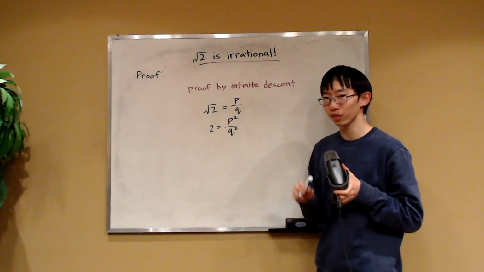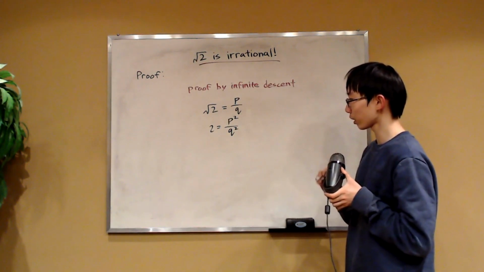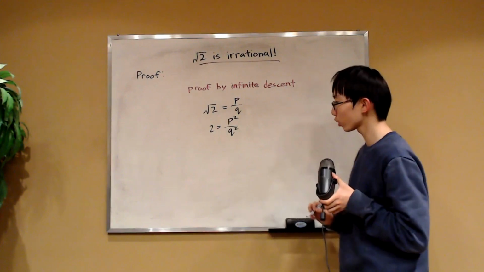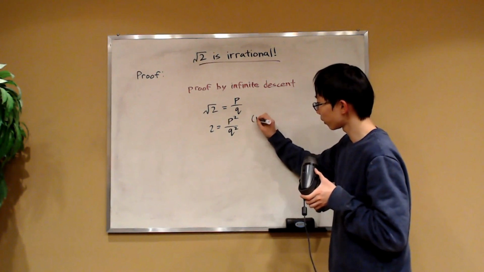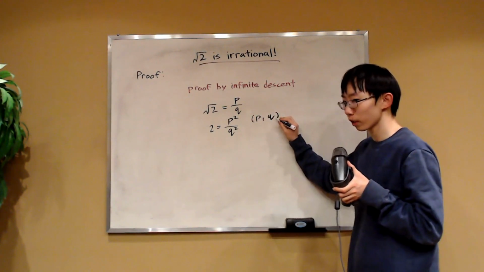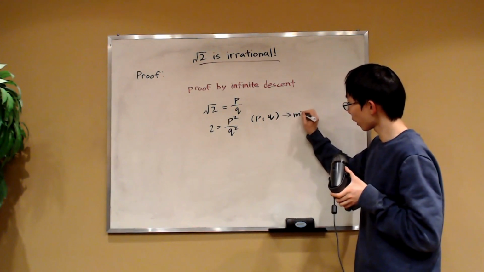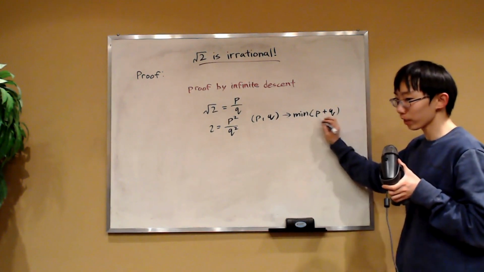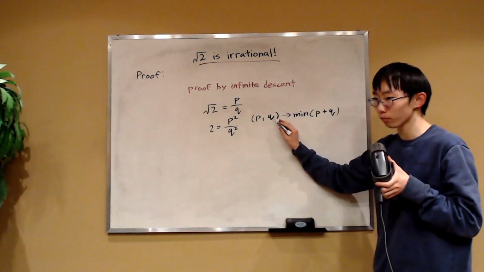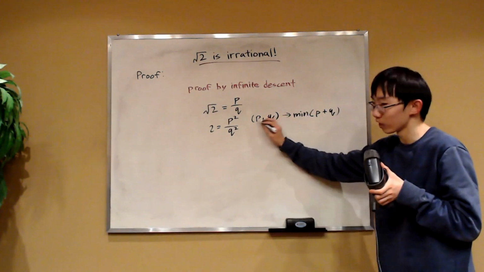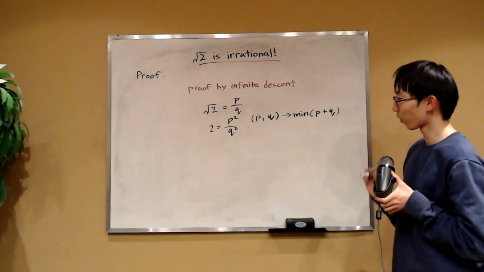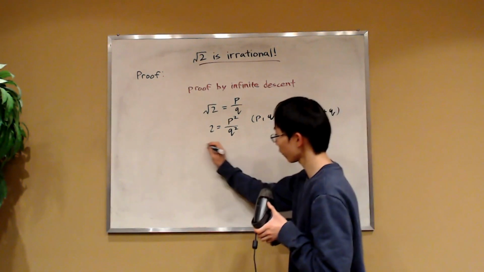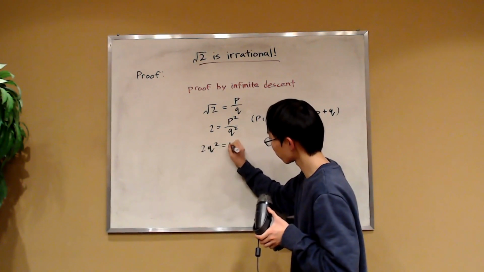Now I'm going to make another assumption. Because we assumed that there exist positive integers p and q that satisfy this equation, we're going to assume that the specific solution pair p, q is the solution pair that minimizes the sum of its contents. So we have made an assumption that this specific solution pair is the one that minimizes the sum of its numbers, right? So we're going to proceed with this assumption. Now we can multiply both sides by q squared, giving us 2q squared is equal to p squared.